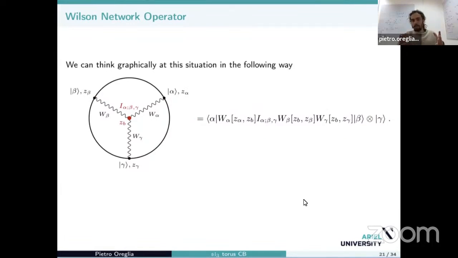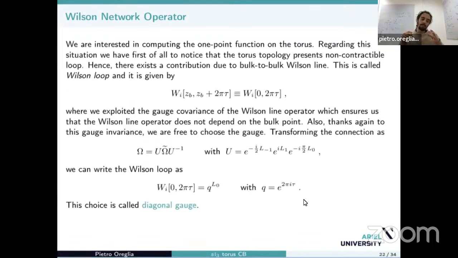Okay, so this is in general the picture, but in order to obtain the quantity that we want, so the one point block, first of all, we are going to perform the computation on the torus. In general, if we consider a trivial topology like the sphere, there is no dependence on the bulk point since there are no non-contractible loops, so the bulk to bulk Wilson lines are always trivial. This is not the case, of course, on the torus, where there is an important bulk to bulk Wilson line, which is in general the Wilson loop, defined in this way here.